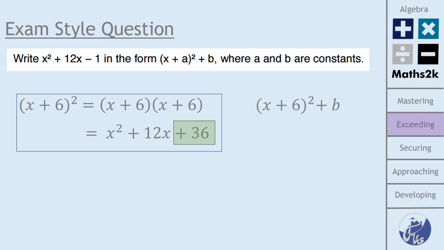So in order to make that change, to get from a plus 36 back to a negative 1, I would need to subtract 37. And now I have my answer in the completed square form. And so that is one type of question you could get.